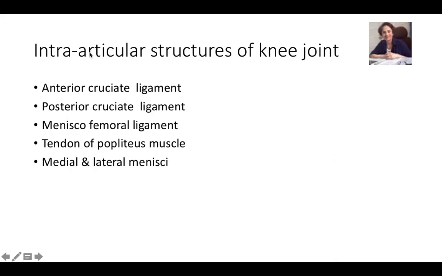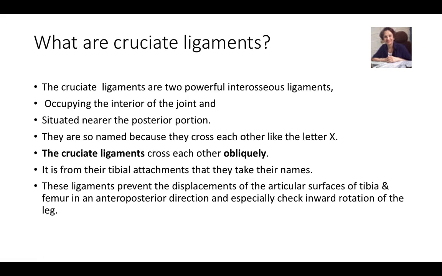So, what are the intra-articular structures of knee joint? They are anterior cruciate ligament, posterior cruciate ligament, meniscofemoral ligament, tendon of popliteus muscle, and medial and the lateral menisci. Today we are going to talk about cruciate ligaments only. So what are cruciate ligaments?